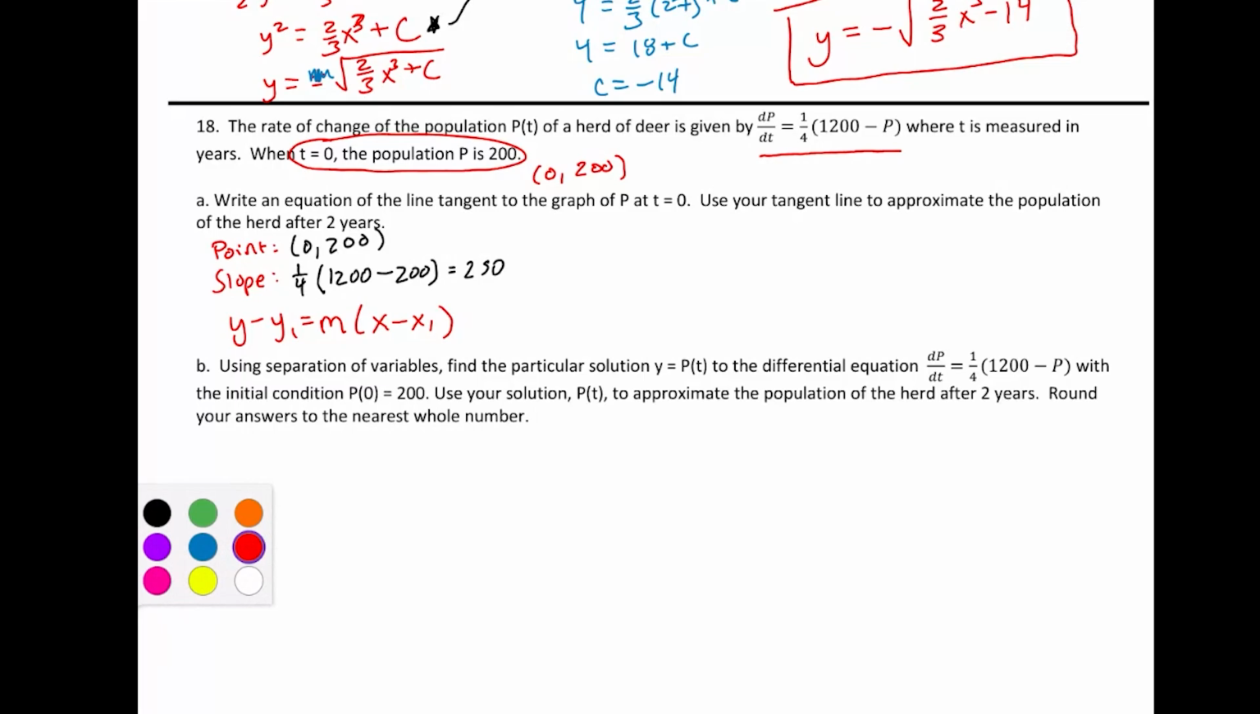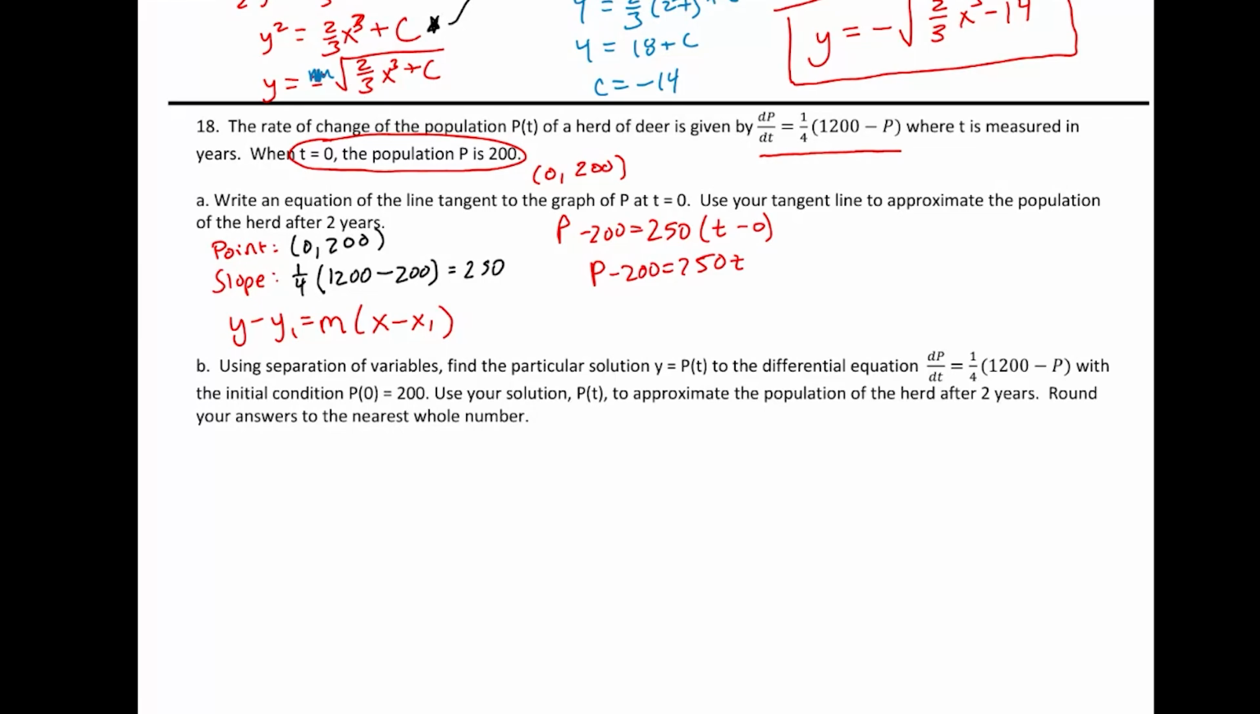So now I can write my equation. We could use y, but since we actually have a variable here, let's do P. P minus 200 equals 250 times, and instead of x, I'm going to use t, because that's what population's in terms of, t minus 0. Or you could just simplify this as P minus 200 equals 250t.